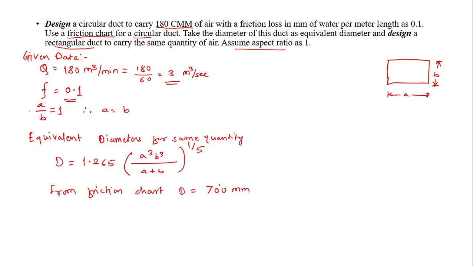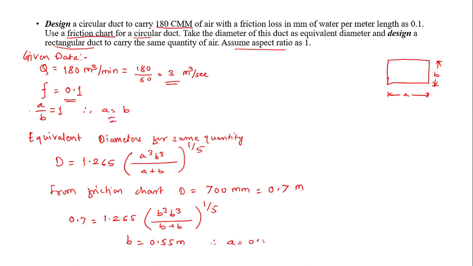I want these values of A and B in meters, so I'll convert this 700 mm to meters, so it is 0.7 meter. Now I'll put the value of D as 0.7, equal to 1.265 times the expression. Here A and B are two unknowns but the equation is one, so I will replace A by B, since A is equal to B. So B cube into B cube divided by B plus B, raised to 1 by 5. Now there is one equation and one unknown. If you solve this, you will get B equal to 0.55 meter, and since A is equal to B, A is also equal to 0.55 meters.